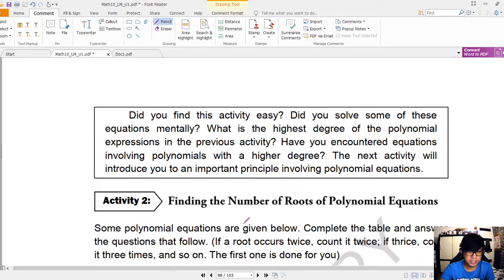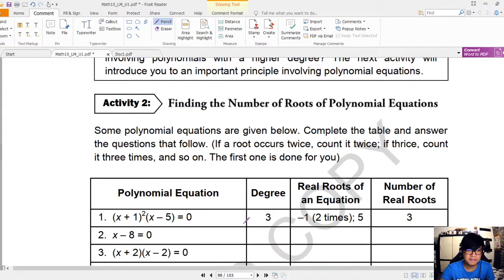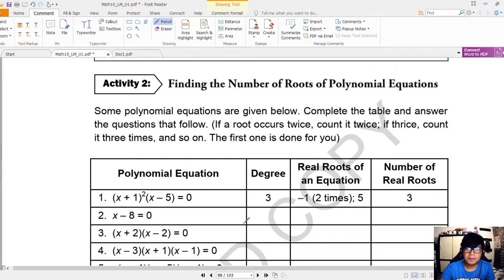Okay, let's proceed to the other activity here. Activity number 2. Finding the number of roots of polynomial equations. Some polynomial equations are given below. Complete the table and answer the questions that follow. If a root occurs twice, count it twice.